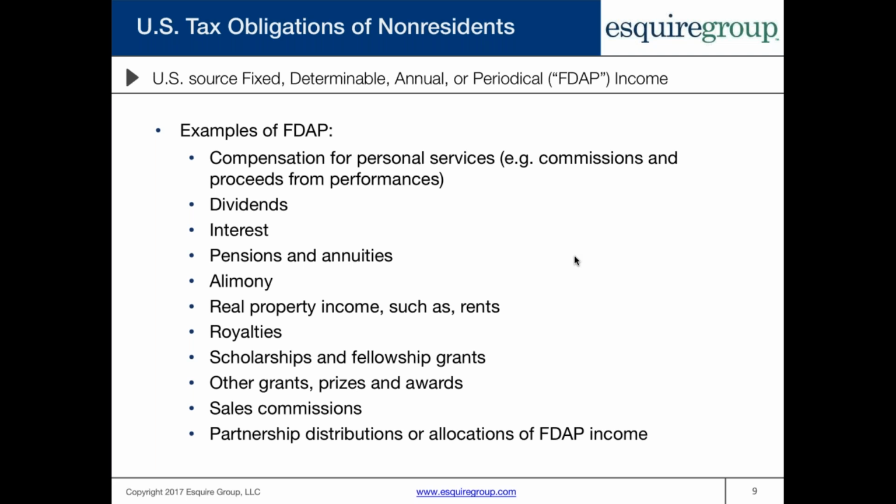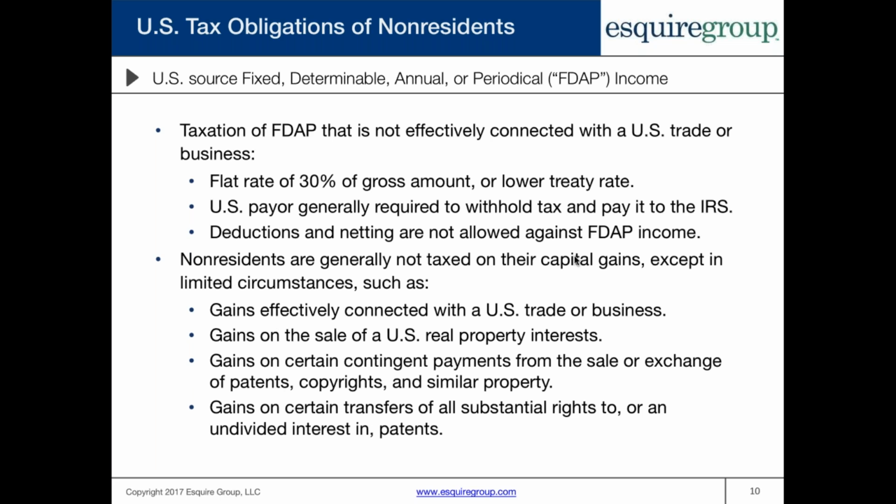So if you had a non-resident that was a partner in a U.S. partnership, and that partnership received FDAP income, then it is possible that the non-resident alien would have to file a U.S. income tax return if sufficient U.S. income tax was not withheld.